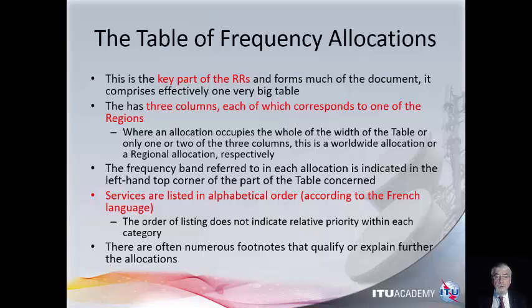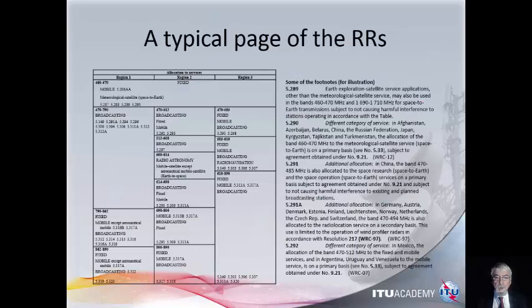The table of frequency allocations is the key part of the radio regulations. It has 3 columns, each of which corresponds to one of the regions. Services are listed in alphabetical order, and the order of listing does not indicate relative priority within each category. There are often numerous footnotes that qualify or explain further the allocations. This is a typical page of the radio regulations where you can see the 3 regions and the various allocations for the various services over the world, and some of the footnotes for illustration.